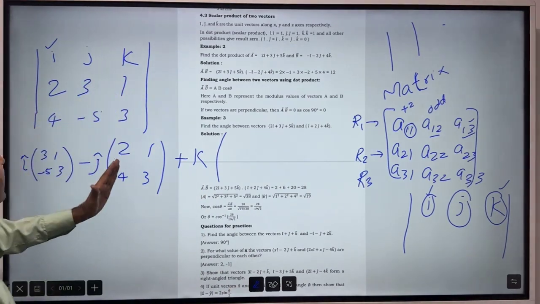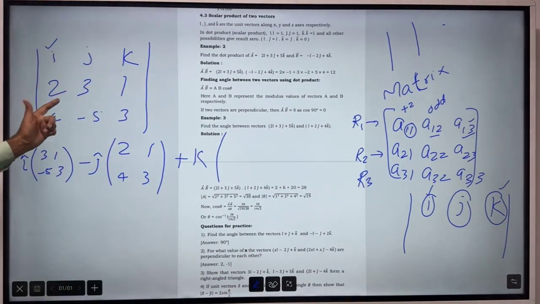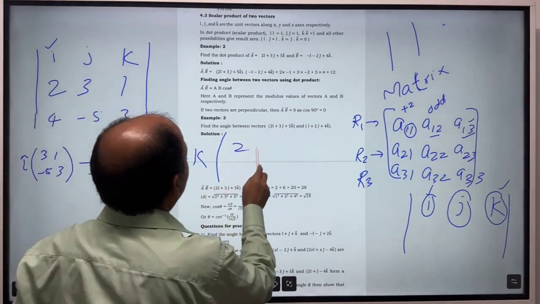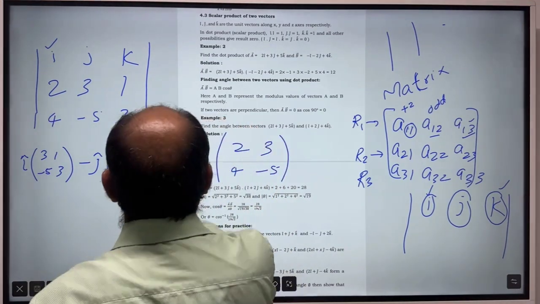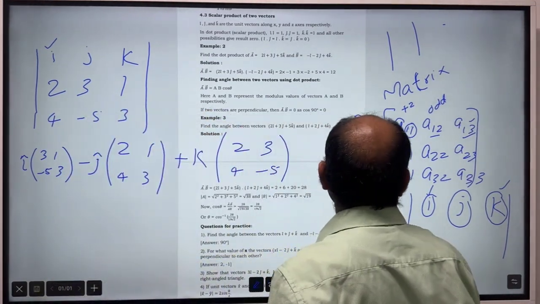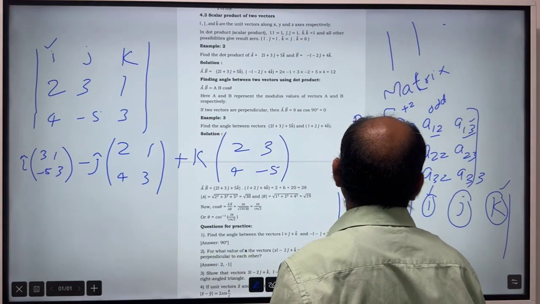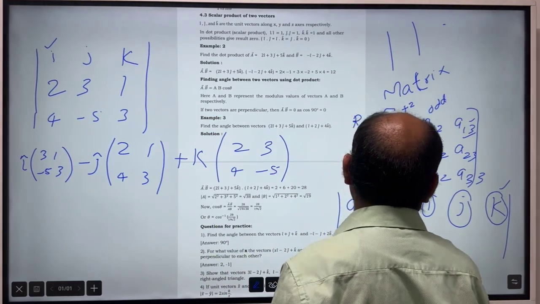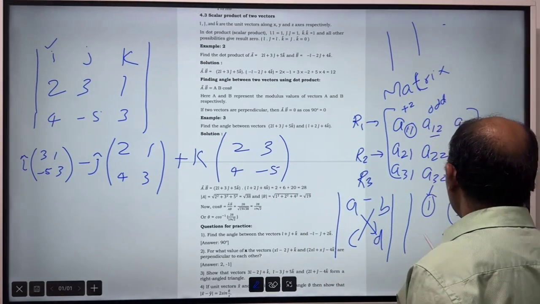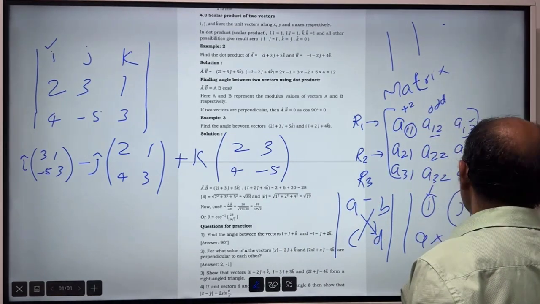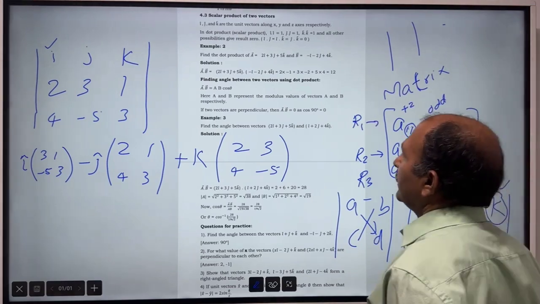Here again leave this column, this row. So 2, 3, 4 and minus 5 is left. Now you can apply that formula that I told you, A, B, C, D. If 4 elements are there, first you multiply this type, then this type, and put a minus sign in between: A into D minus B into C.